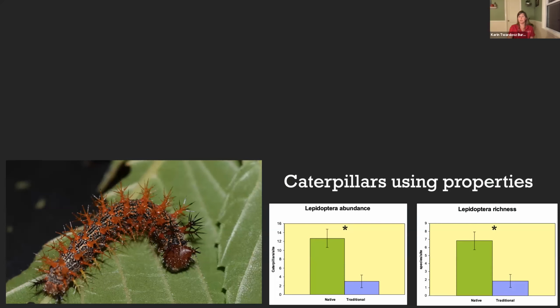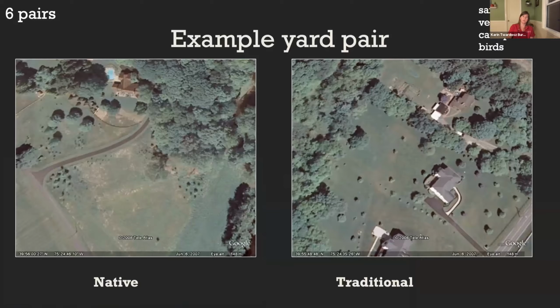So what did I find? Basically, on the properties that were landscaped with more native plants, for an equal effort of searching, I found many more caterpillars, so Lepidoptera, or moths and butterflies. And I found more of them, and more species of them, on the native properties.